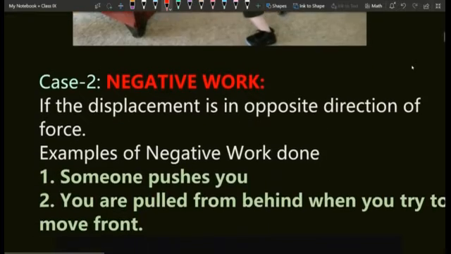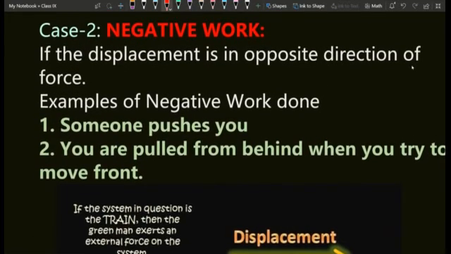Now the second case is negative work. Negative work is just opposite to the positive work. If the direction of displacement is in the opposite direction of the force. Okay, so if force is like this, displacement is like this, there should be a complete 180-degree angle between force and displacement for negative work. So this is the case of negative work.